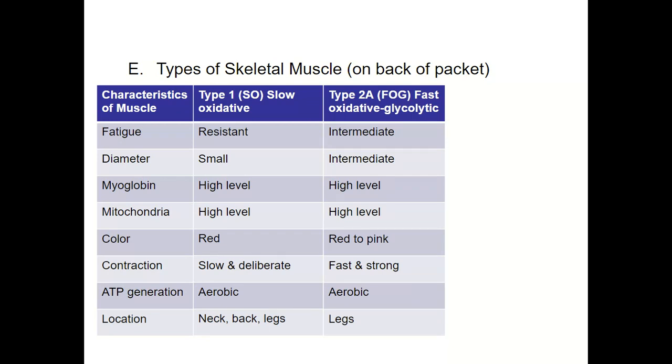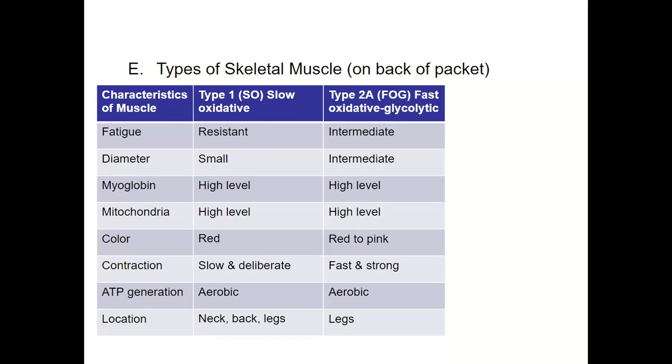Type 2A, they call FOG muscles, for fast oxidative glycolytic. So these are kind of like your in-between muscles. They are able to use oxygen. So they are oxidative, like type 1, but they're faster and they can also use glycolysis. So these are kind of like in between. So if you look at them, they're in the middle for fatigue. They're intermediate. They're in the middle for the size.